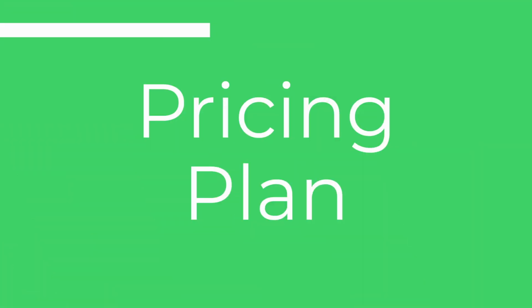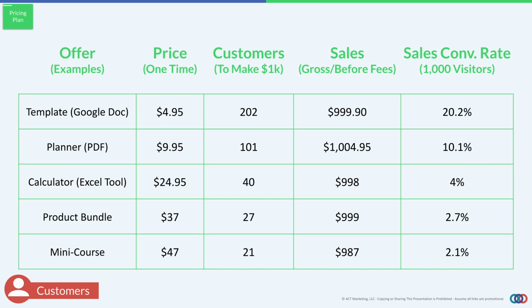So here's a quick little chart of how many sales you would need to make at different price points in order to hit about $1,000 a month. And so, of course, you can pause, you can see what the different conversion rates are. As you can see, it's a lot easier to sell less of a higher price product than sell more of a lower price one.